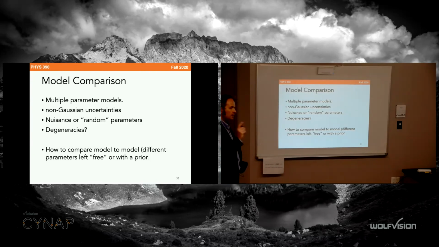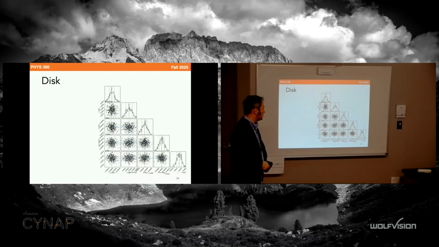Okay, so we can do model comparison. We have multiple parameter models, a lot of parameters. We have non-Gaussian uncertainties. We have sparsely sampled data. The nuisance or random parameters: which of those can we set to something, and do we have degeneracies? Yes, we can see some. How do we compare them from model to model, with different parameters left free or fixed to something that we found from the literature?